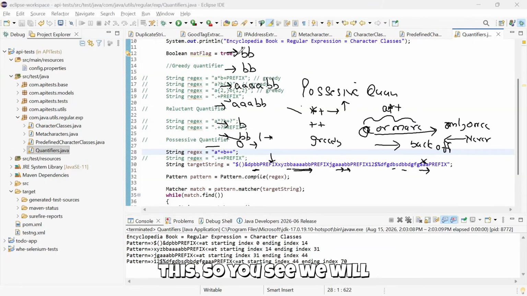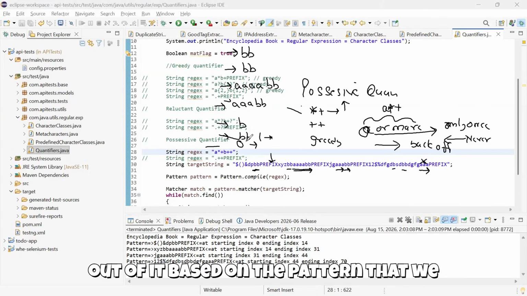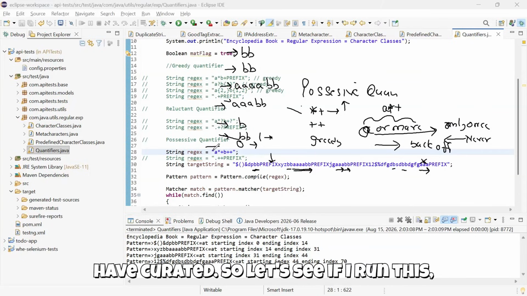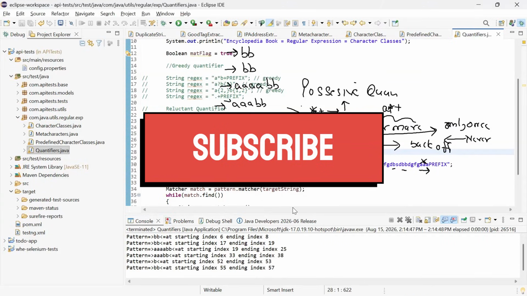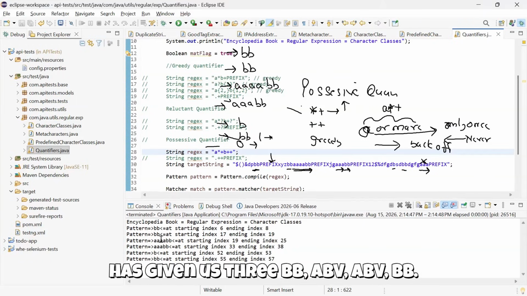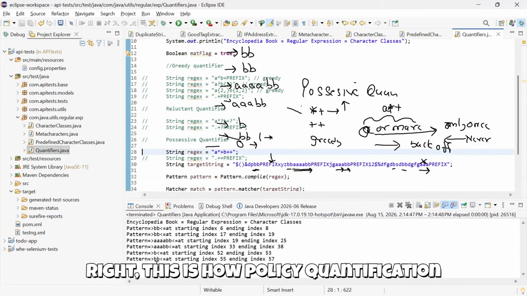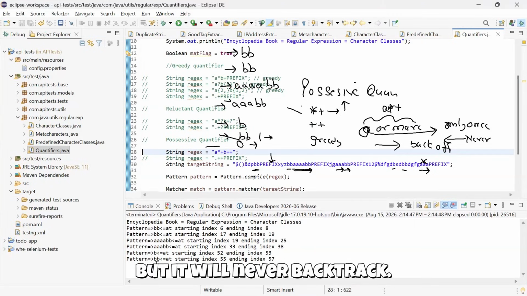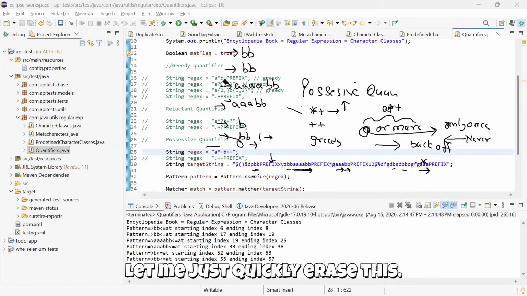So you see, we will get 1, 2, 3, 4, 5, 6. Six patterns will be extracted based on the pattern that we have curated. So let's run this and see if it gives us the six patterns. You see, it has given us six patterns: BB, BB, ABB, ABB, B, BB. So this is how possessive quantification works, exactly like greedy quantification, but it will never backtrack. Let me just quickly erase this.